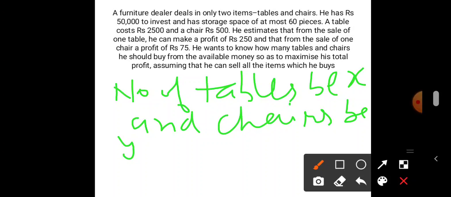And now there are some restrictions. One is the investment restriction: he can only invest 50,000 rupees. And one is the storage problem: he has to store only 60 pieces because the space available with him is only 60 pieces, either chairs or tables or both. So while keeping these restrictions in mind, we can formulate different types of inequalities.